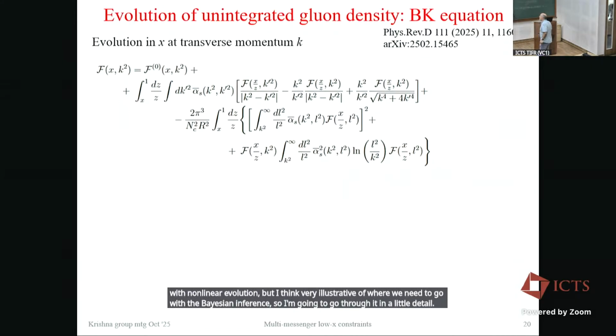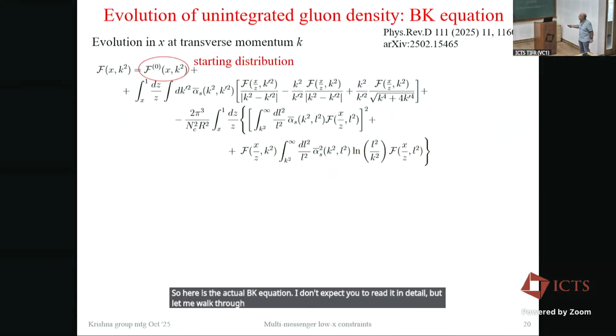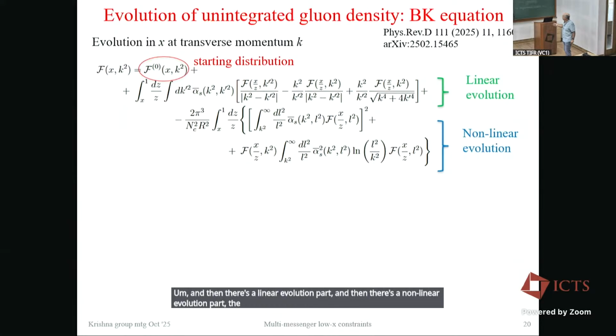So here is the actual BK equation. I don't expect you to read it in detail, but let me walk through its main features. You conjecture a starting distribution at high x, and then there's a linear evolution part and a nonlinear evolution part. The F is the gluon density, and you can see there are some terms that are nonlinear in F and some terms that are linear in F. So this is a nonlinear evolution in the gluon density.